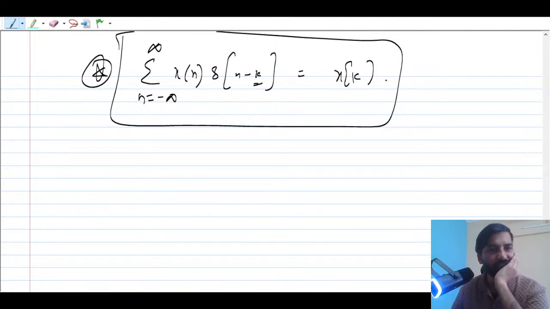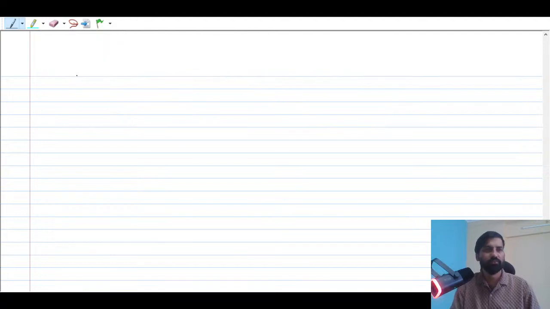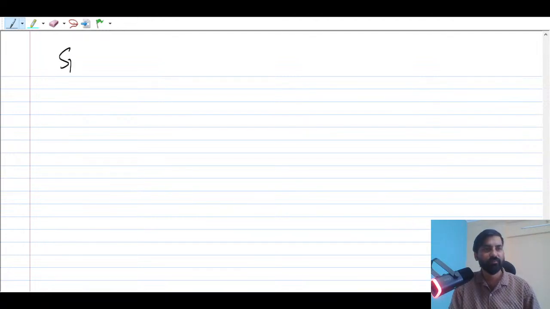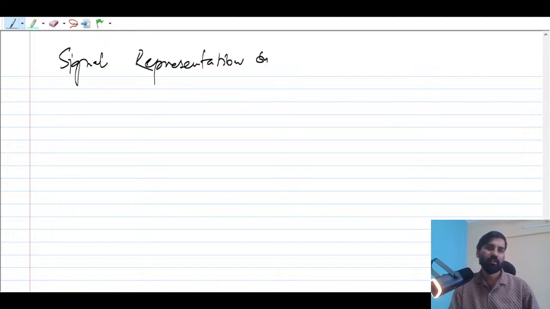So there are some important points that you have to understand, and nothing else. And these are properties which are very similar to your analog or continuous counterpart, right? So there is signal representation by impulse. You can represent any signal with the help of impulse. These are small things that will be used in the communication system, to understand signal representation by impulse.